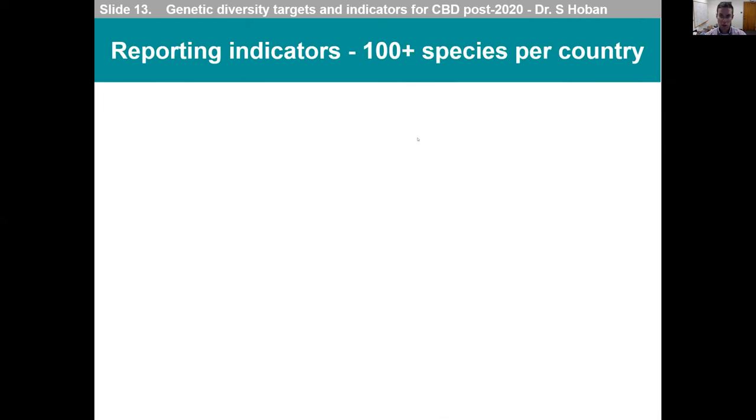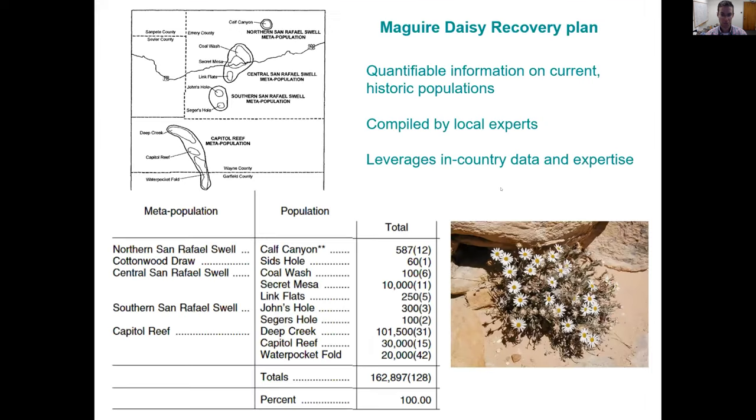We'll focus mostly on the first two indicators, the NE500 and the populations maintained indicator. Importantly, this is not expected for all species in the country. In fact, reporting on 100 or more species is a good basis for these two indicators. And again, we'll show examples in a few minutes.